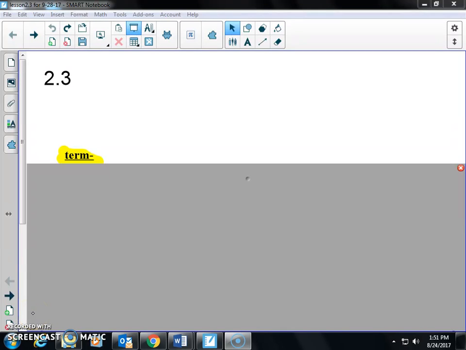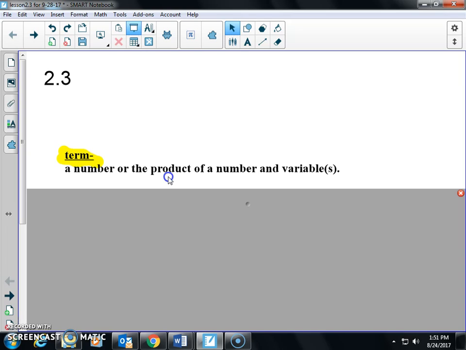In today's lesson, we need to take care of some vocabulary words to start. So the first vocabulary word is term. And a term is a number, like 7 or 12 or 15 or -8. Or a term could be the product of a number and a variable. So a number next to a variable, a number next to a letter, like 3M, 3 next to M.